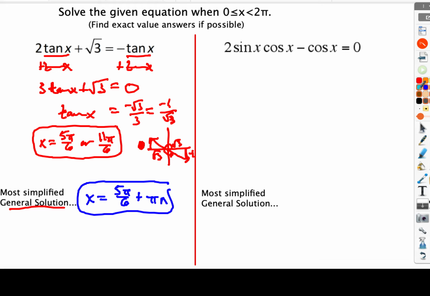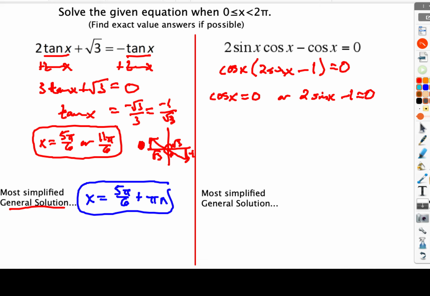The same thing can be said about the equation at the right here. If I factor out a cosine, and notice there's a cosine in both parts there, I can get myself two separate statements. Again, two things multiplied equal to 0. The basic idea of factoring, either the cosine of x then could equal 0, or 2 sine of x minus 1 equals 0. Cosine of x is going to equal 0 in two different places. Cosine equals 0 up here at pi over 2, and down here at 3 pi over 2.